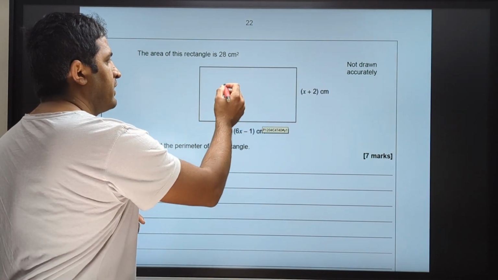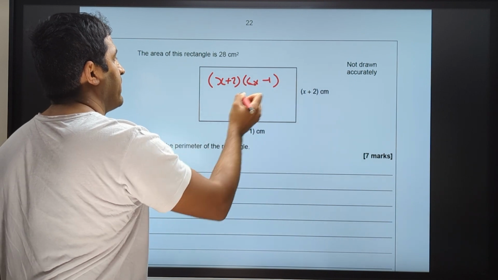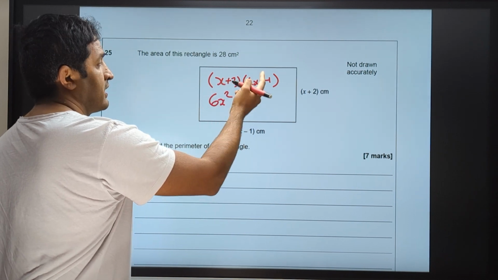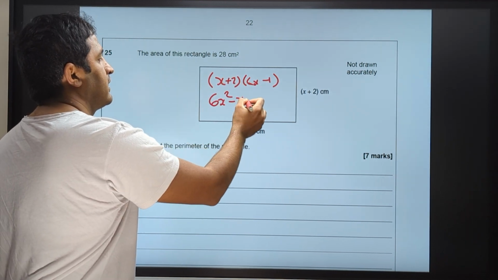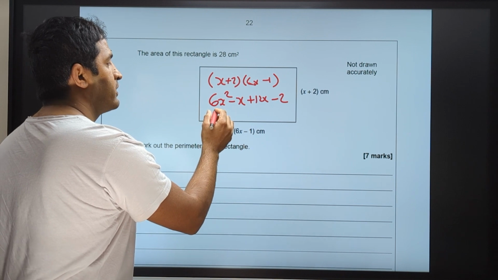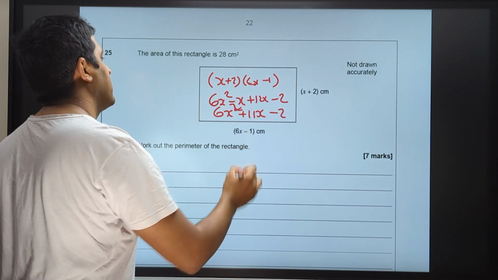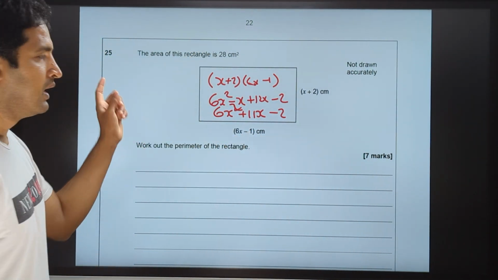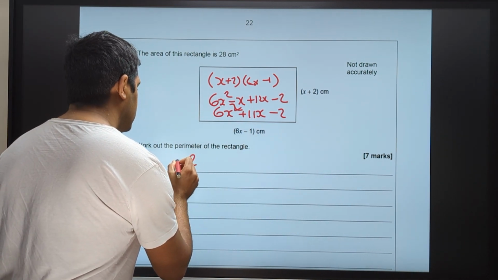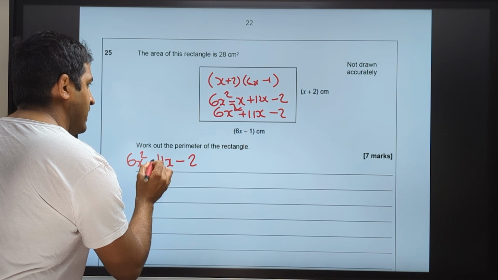So we've got to work out the area here, which is x plus 2 times 6x minus 1. Multiply them out, you get 6x squared. Then x times negative 1 is minus x, and 6x times 2 is positive 12x, and then negative 2. That will give you positive 11x. So you've got 6x squared plus 11x minus 2. That's the area, and that should be equal to 28. So we can write that down and work out what x is.